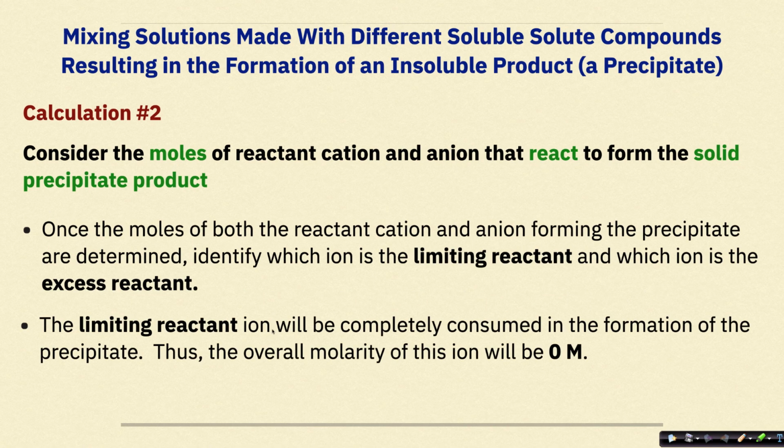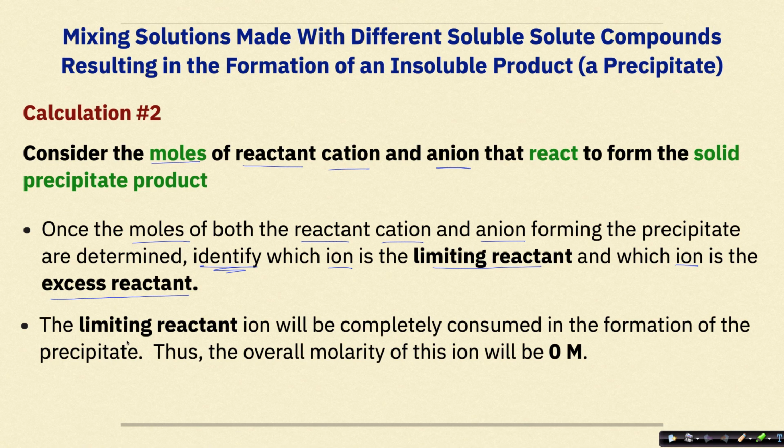Then this is where things become a little different. Calculation 2. Consider the moles of the reactant cation and anion that react to form the solid precipitate product. So now we're going to try to figure out what two ions are coming together to make the solid. Once the moles of both the reactant cation and anion forming the precipitate are determined, identify which ion is the limiting reactant and which ion is the excess reactant.